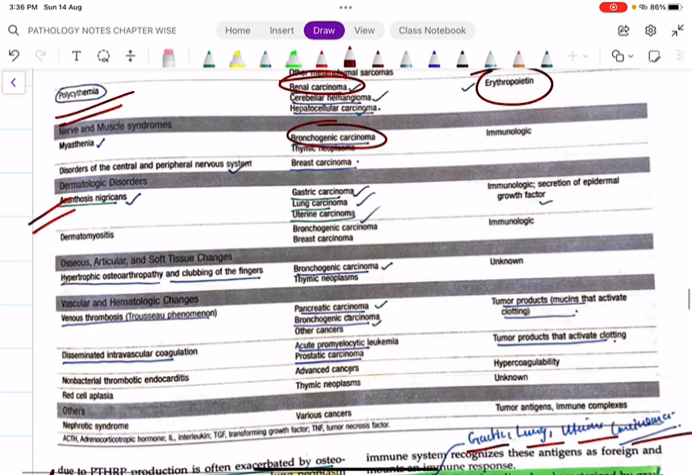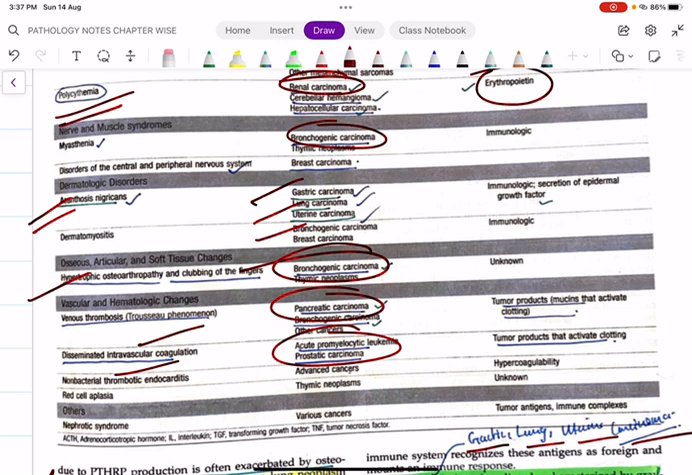Acanthosis nigricans: gastric cancer, lung cancer, uterine carcinoma. Hypertrophic osteoarthropathy: bronchogenic carcinoma. Okay, myasthenia gravis, hypertrophic osteoarthropathy, clubbing of the fingers, all this in bronchogenic carcinoma. Trousseau phenomenon, mainly pancreatic carcinoma. DIC in acute promyelocytic leukemia. We call it PML-RARA. PML-RARA, we will see in hematology. The PML-RARA fusion gene is present in acute promyelocytic leukemia. That is also called AML M3.